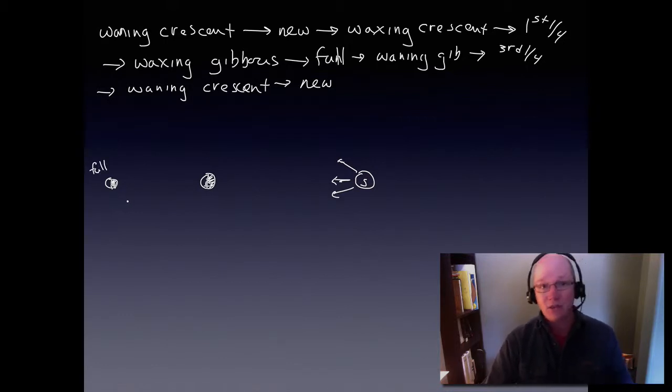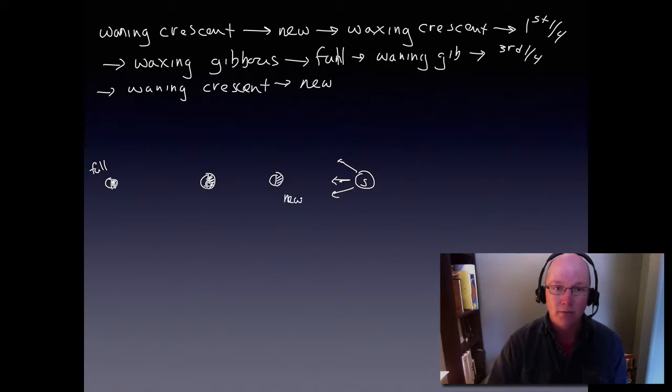The next easiest one for me is to put the new moon. Now the new moon is where I don't see the moon at all, so the only place I can see a moon where I can't see the lit side is if the lit side is opposite of me, right? And we call that a new moon. So those are the only places we can see either a fully illuminated or a completely unilluminated moon.